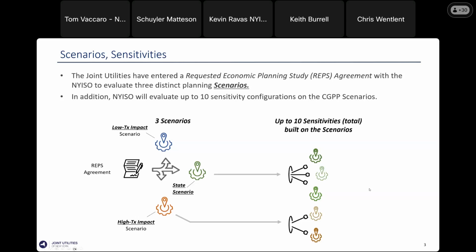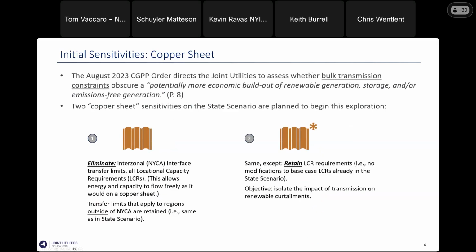So with that clarification, we'll move on to talk about the initial sensitivity we've gone forward and implemented, and we'll talk about why we went ahead with that. Primarily timing, and because we think it's perfectly in alignment with the order. So from the order, the PSC directed the joint utilities to assess whether bulk transmission constraints have an effect on the economic build out of renewable generation. Essentially, the way that we've chosen to test that, at least at first here, to get a high level look, and there may be more sensitivities in the future that look at bulk, we did what's called a copper sheet.